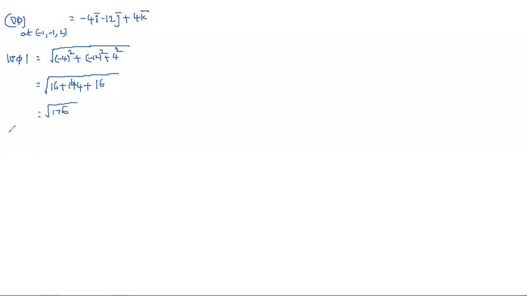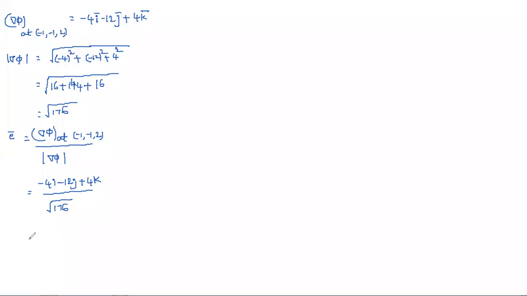Okay. And now, what about the unit normal vector? Finally, del phi at the point (-1, -1, 2), divided by modulus del phi. Now you can substitute those values. If you substitute that, what we get is (-4i - 12j + 4k) divided by the square root of 176.